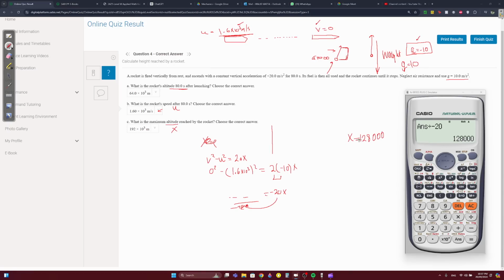128,000. But here it's 192,000. Look, they said the maximum altitude. We already reached 64,000, so if you want to, here we already reached 64k.